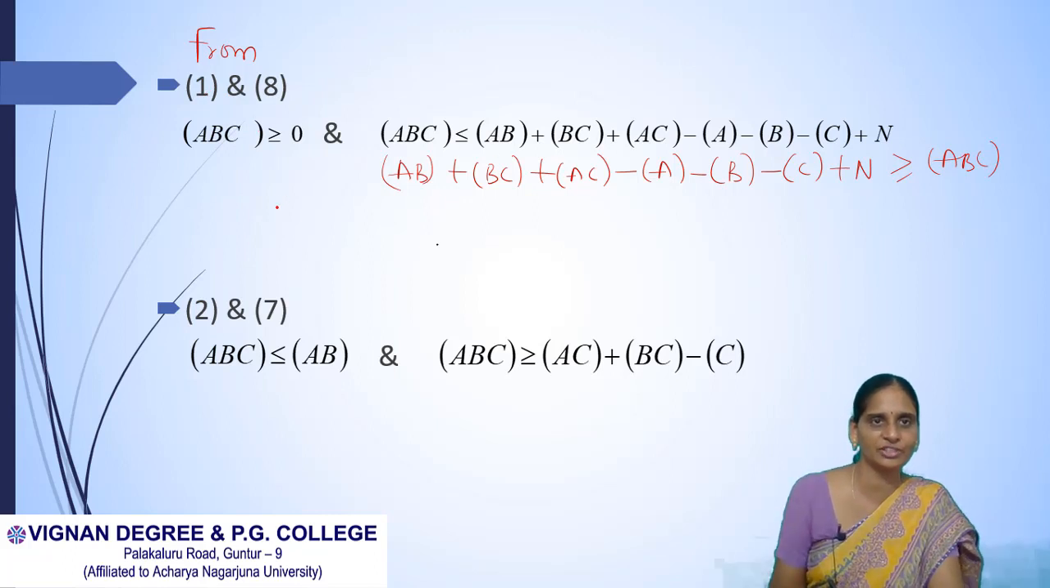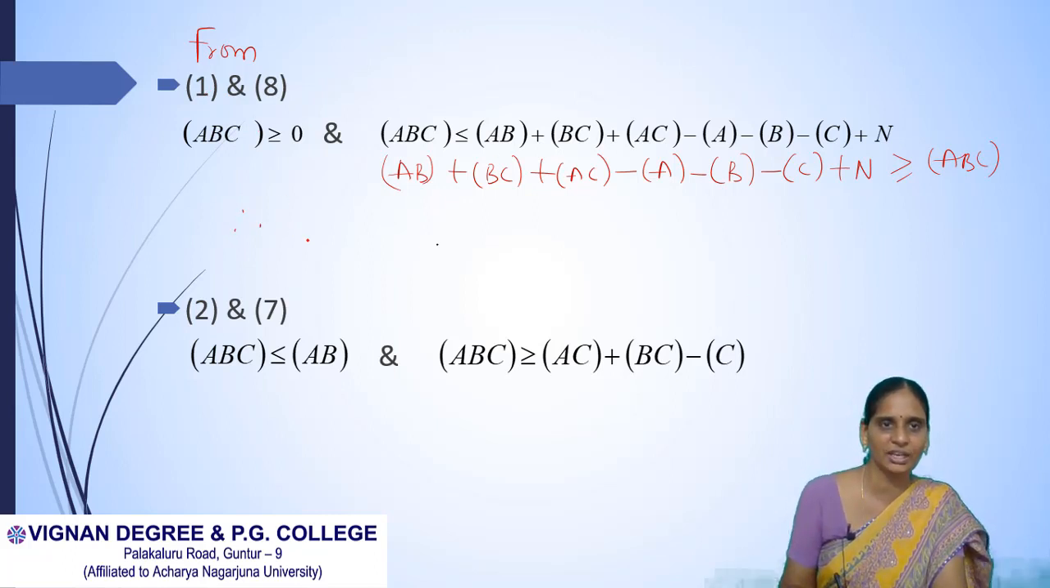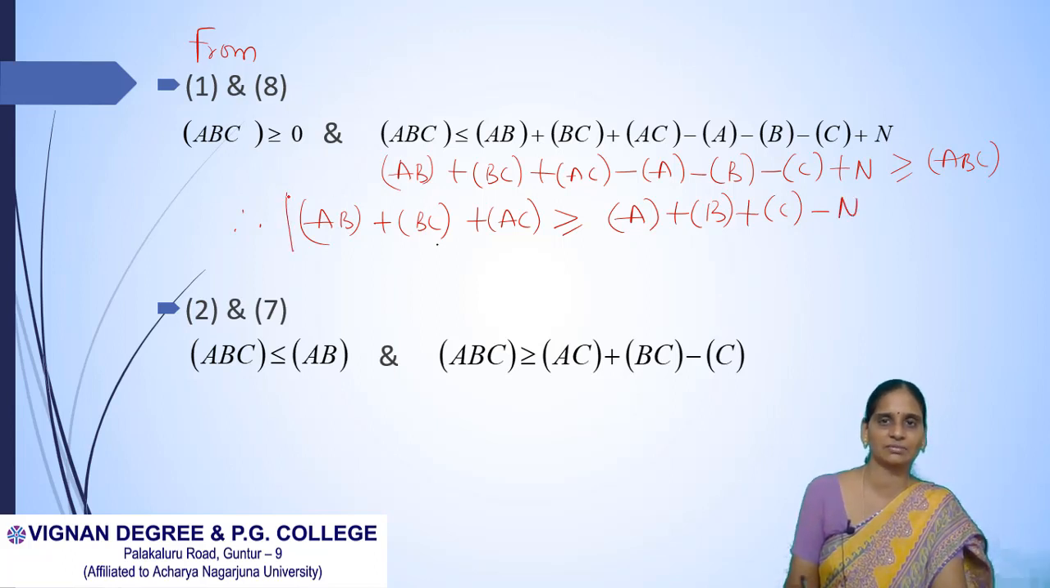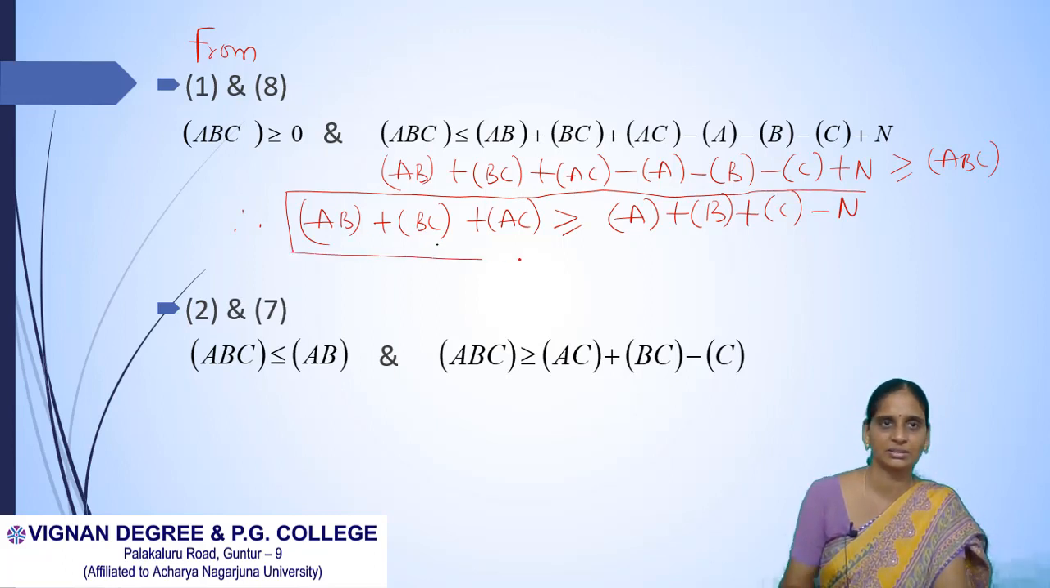Now we have to combine the first and eighth conditions. Therefore, we get another consistency relation, that is, we combine these two relations 1 and 8. We get frequency of AB plus frequency of BC plus frequency of AC, which is greater than or equal to frequency of A plus frequency of B plus frequency of C minus N. So this is another consistency condition from 1 and 8.